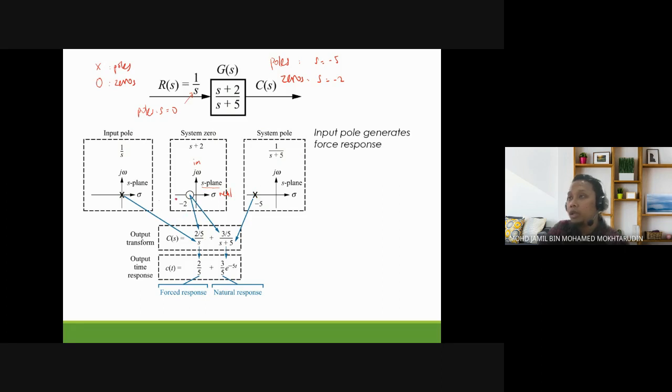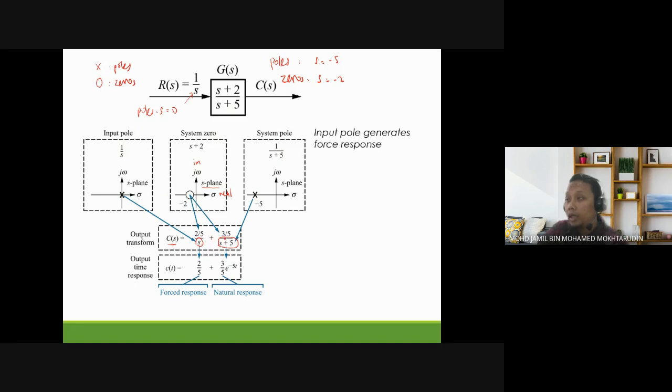If we look at the input pole and the zeros and poles from the transfer function, and we look at the output transform C(s), it basically represents this section of the equation of C(s). Okay.